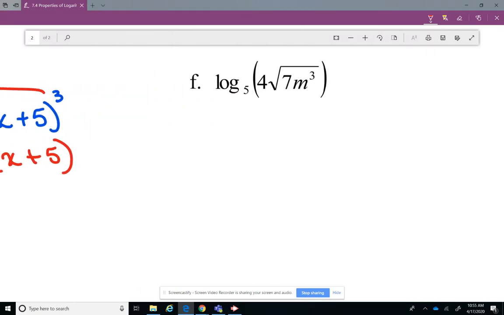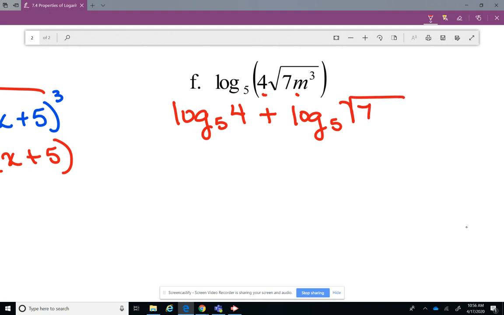All right, last one. This one's going to be a little bit longer. Now remember, you're multiplying these two. So this is going to be log base 5 of 4. You're multiplying, so a plus sign. Log base 5 of the square root of 7m cubed. All right, so that looks a little bit different. So what we're going to have to do here is change that square root to, what's the opposite of square root?